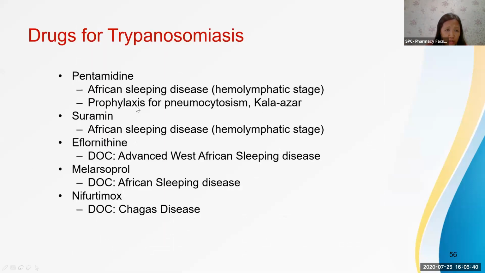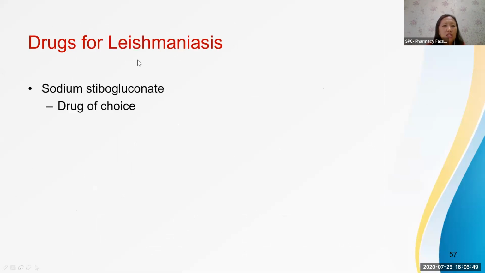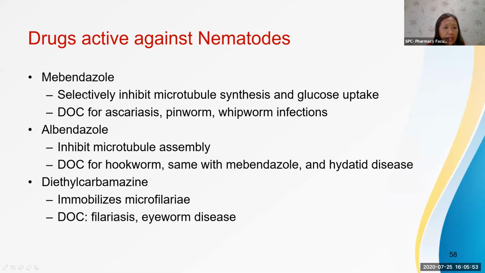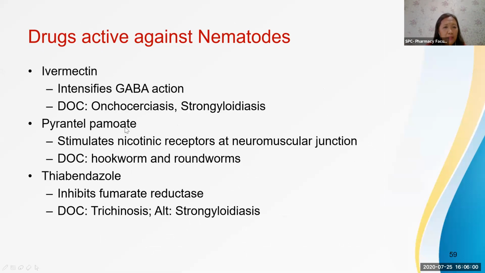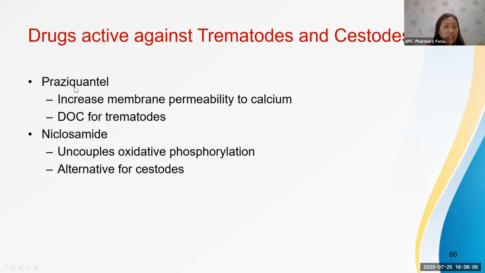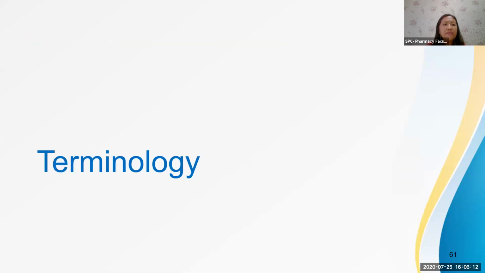Then drugs for trypanosomiasis, so you can just go through. But wala tayo kasing trypanosomiasis in the Philippines, so we don't have this one. Leishmaniasis, okay, this is the drug of choice. For nematodes, we have mebendazole, albendazole, diethylcarbamazine, ivermectin, pyrantel pamoate, you're familiar with this one, there's Combantrin, thiabendazole, praziquantel, niclosamide. So these are the drugs that we use, depende kung trematode, cestode, or nematode ang infection.